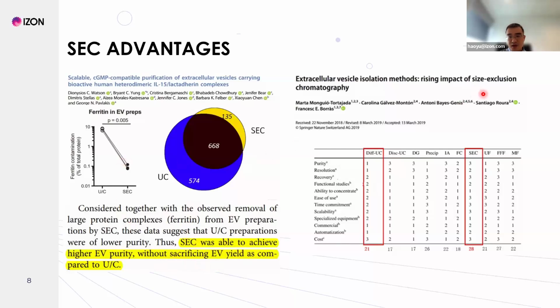And also on the right side, this paper scores each different method. You can see that the SEC method gets very high scores. For purity, resolution and recovery, they all give it a score of 3, which is the highest, and it is also comparatively easy to use. Take our column, for example: the 0.2 ml loading column only takes about 10 minutes to run after you add your samples. So the time from adding your sample to harvesting the purified EV fraction is only 5 to 10 minutes for the 0.2 ml loading column.